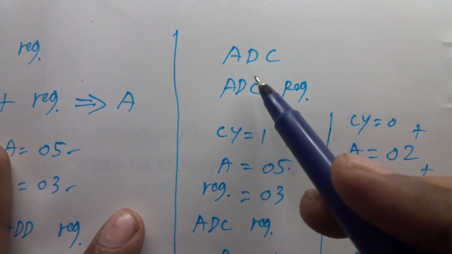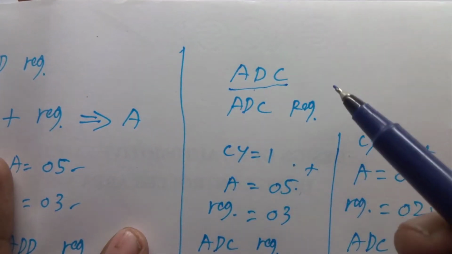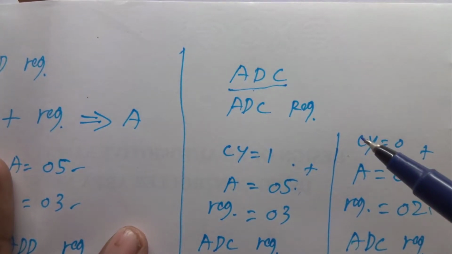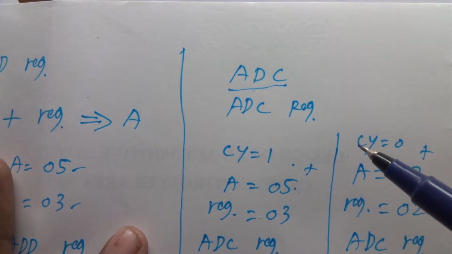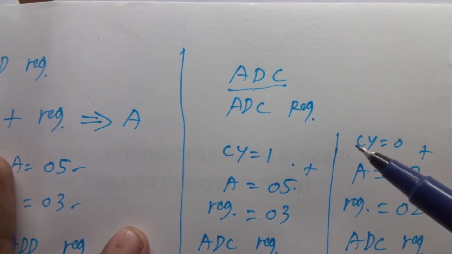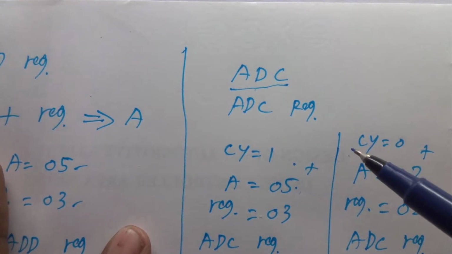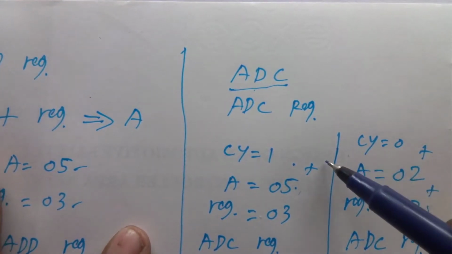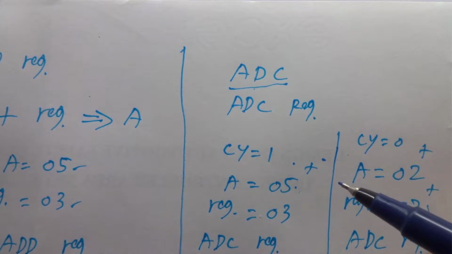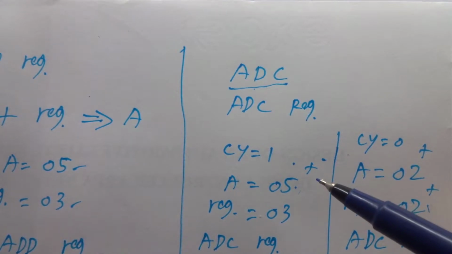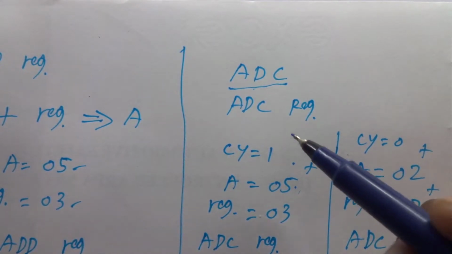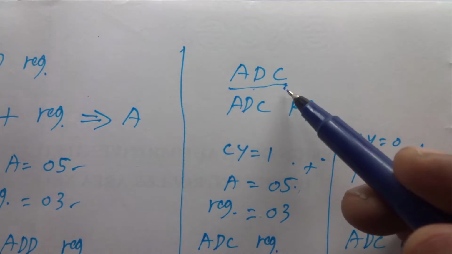This add with carry instruction is mostly used when you are performing a 16-bit addition operation using 8085. 8085 is an 8-bit microprocessor. It can handle only 8 bits at the same time. So you can easily perform 8-bit addition. But if you want to perform a 16-bit addition, you have to do two 8-bit additions. In those cases, this ADC instruction will be helpful.